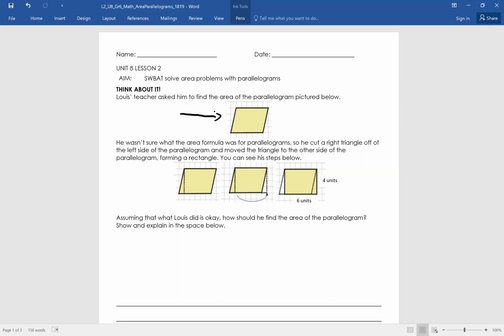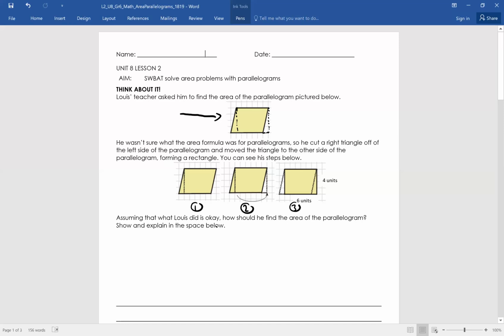So he cut a right triangle off of the left side of the parallelogram and moved the right triangle to the other side of the parallelogram, forming a rectangle. So it looks like he simply cut off a piece, literally, and put that piece right here. And he was able to create a rectangle. And right here, we can see his steps, kind of what I just did. First, he cut it off, then he moved it, and he was able to find the area like that.